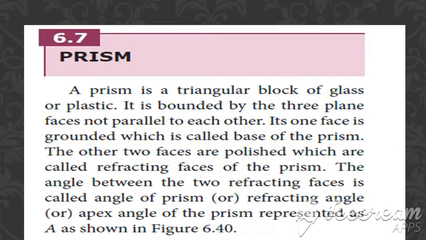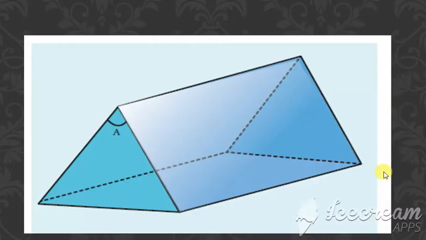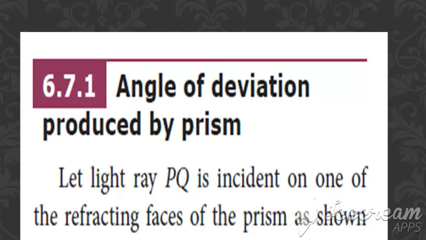It is three-sided, that is a triangular block of glass or plastic, and it has plane faces. One face is the base of the prism, the other two faces are polished and they are called refracting faces. So this is a diagram of the prism. This is the base of the prism and these two sides are the refracting faces, and the angle between those two refracting faces is the angle of the prism. Clear? Okay, next is the angle of deviation produced by the prism.